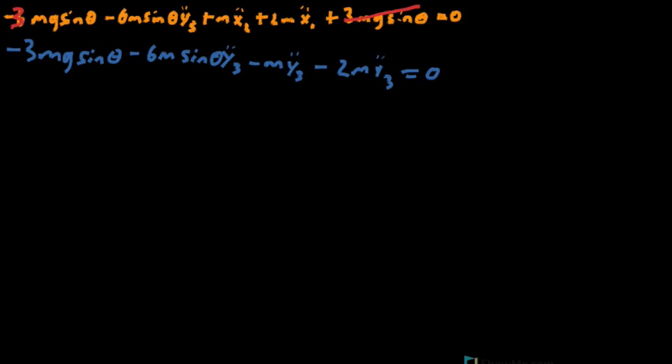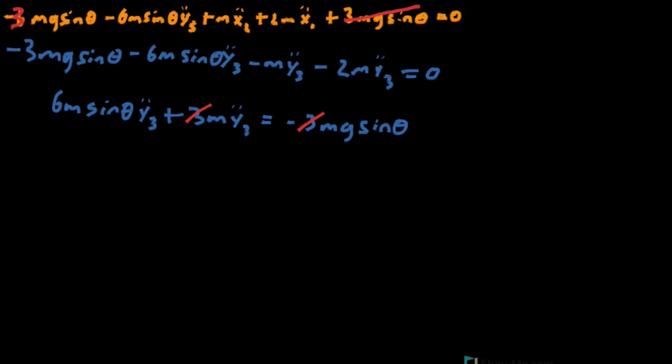We can then isolate the terms containing y3 double dot, so we get 6m sine theta y3 double dot plus what's going to be 3m y3 double dot equals minus 3mg sine theta. So notice that there's a factor of 3 in each of these, so this turns from a 6 to a 2, and the other 3's cancel.